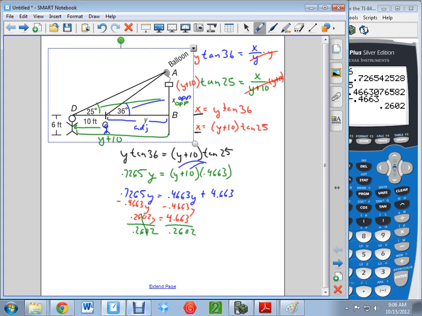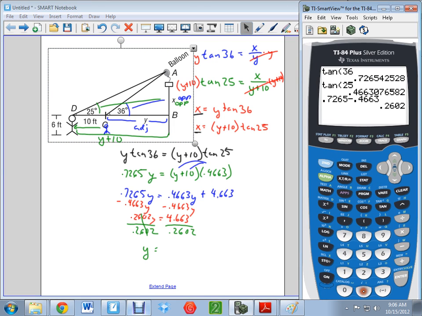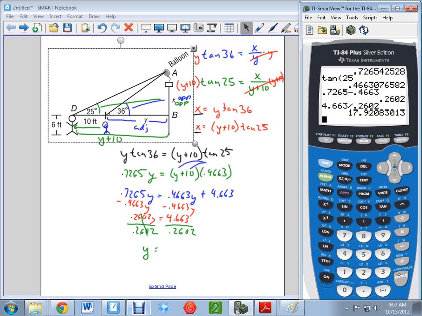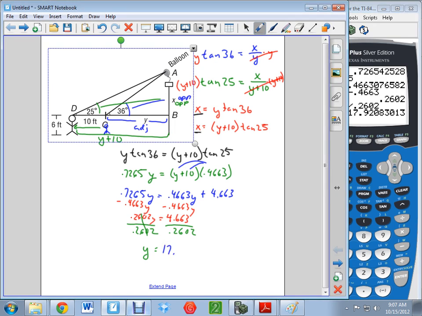That'll cancel, leave me y is equal to, and then I just have to divide 4.663 divided by 0.2602. And this will get me 17.9. So y is equal to about 17.9. In this case, we're talking about feet.